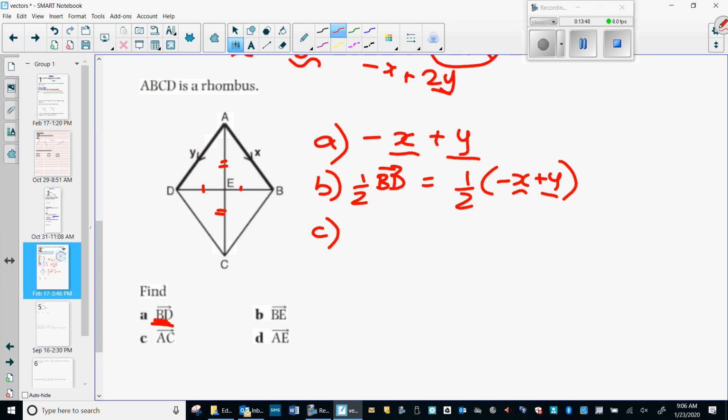Okay, so C, what's C? A to C. Well, so we need to get from here to here. We've got a couple of options. Which way do you want to go? This way or this way? The first way. This way? Second way. Okay, I shouldn't have asked. Okay, so we're going here and then here. So that's positive X, yes? And then positive Y.